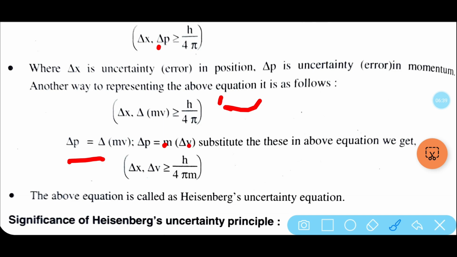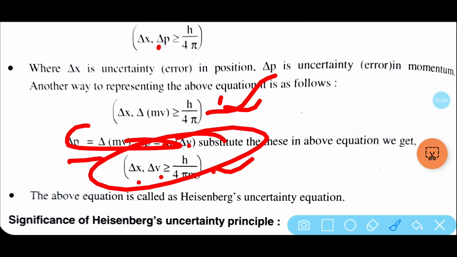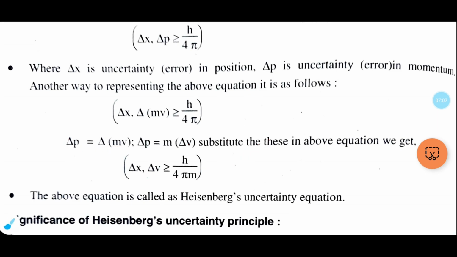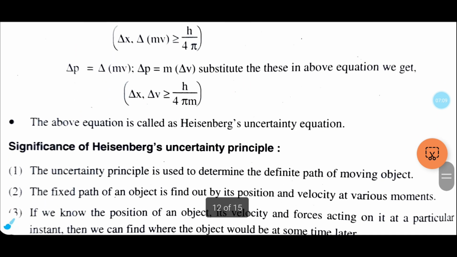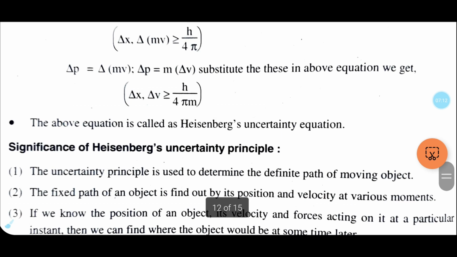So here we can again say that delta x into delta v is greater than or equal to h upon 4 pi m. From these values we substitute in this equation, so we get another equation: delta x into delta v is greater than or equal to h upon 4 pi. So this equation is called Heisenberg's uncertainty equation. This equation is called Heisenberg's uncertainty equation for the explanation of the position of an electron in the orbit. Whatever the uncertainty there is in the orbit gets explained by this equation.